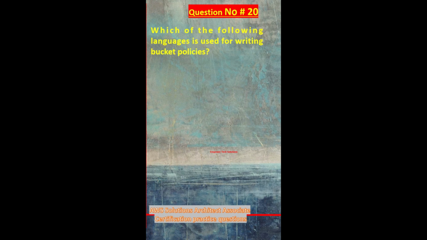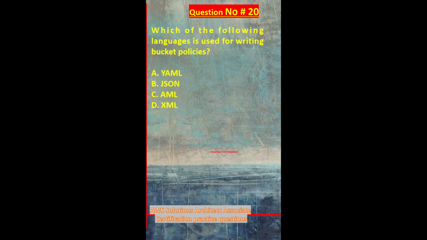Which of the following languages is used for writing bucket policies? A. YAML. B. JSON. C. AML. D. ZML.